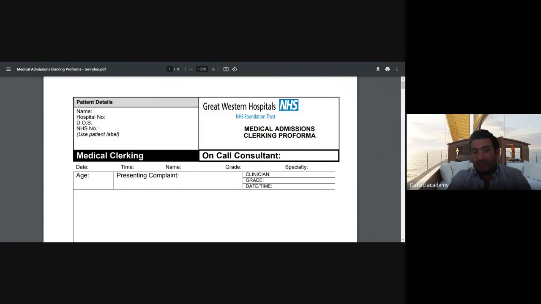It will contain the patient details, the name, the hospital number, the date of birth, and you can just put a sticker there. And who is clerking, the date and time, name, and your grade and your specialty. The age of the patient, the presenting complaint: why the patient came in today? Is it a fall? Is it chest pain? Is it coughing? And again, you can put your names here.